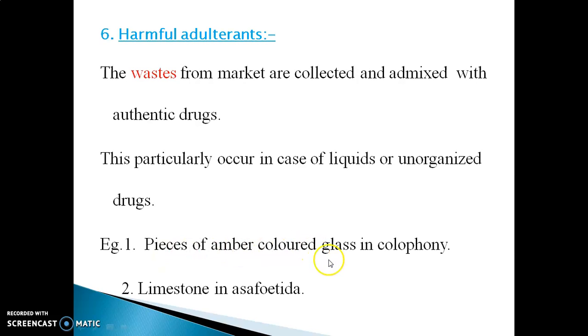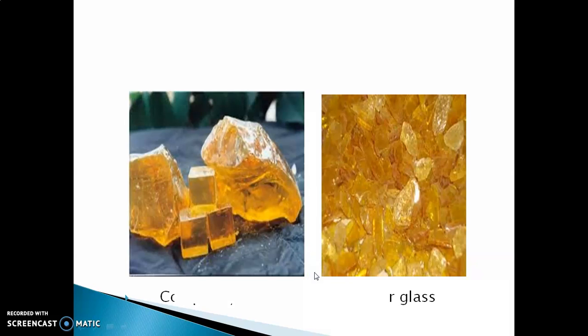So pieces of amber color glass in colophony and limestone in asafoetida. So this is the example. This is the colophony having medicinal value, but amber color glass is not having any medicinal value, but it is harmful, but still it is used for the adulteration purpose.